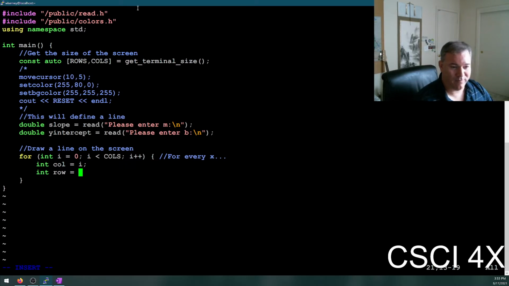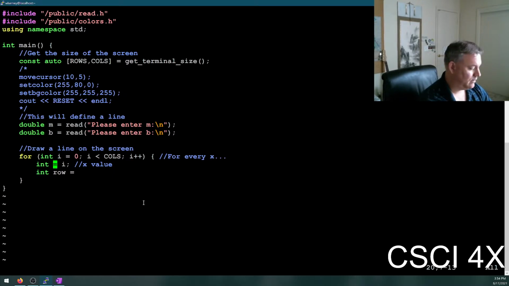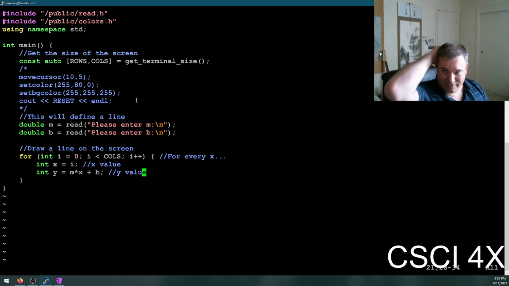So the column is just i. i is going to go from 0 to 80, or whatever the maximum columns is. And then the row, which is the y value, is just mx plus b, right? So m, b, x, y. How about that? So y is equal to m times x plus b. What do you guys think? That seem like good algebra?